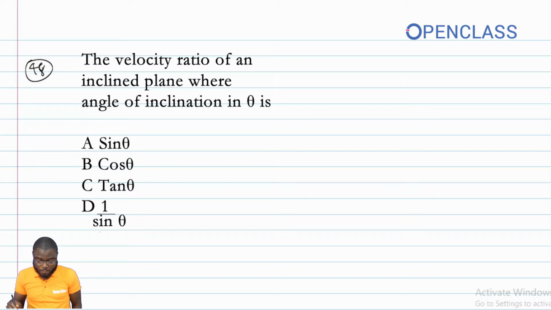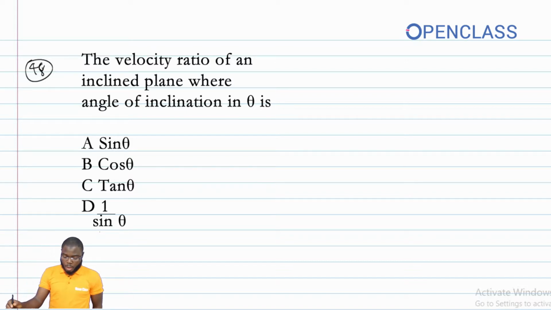Question 48 says the velocity ratio of an inclined plane where the angle of inclination is theta is what? First thing to know here is this is under machines. The velocity ratio is distance moved by the effort divided by the distance moved by the load.